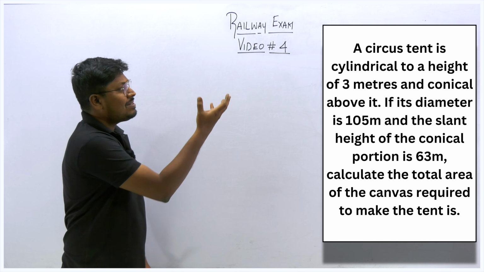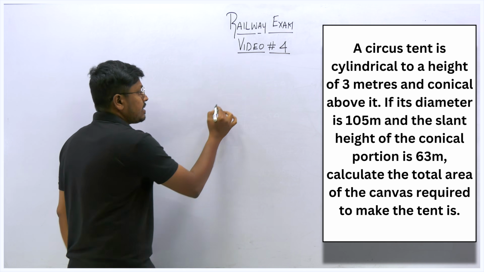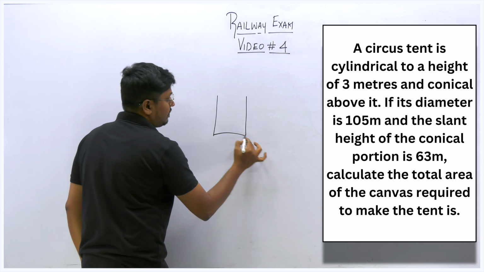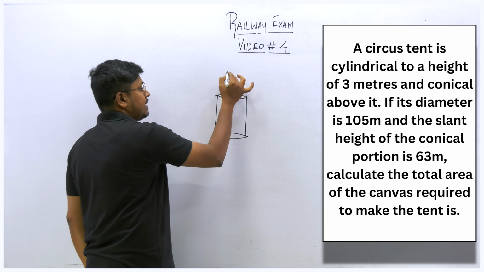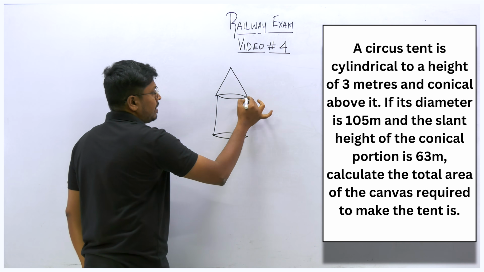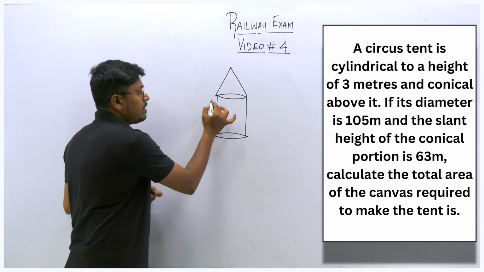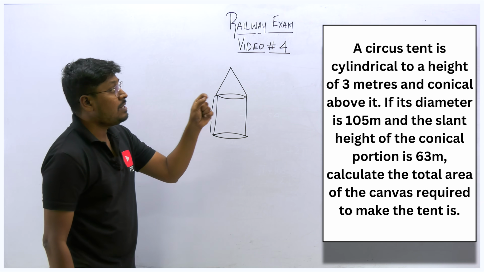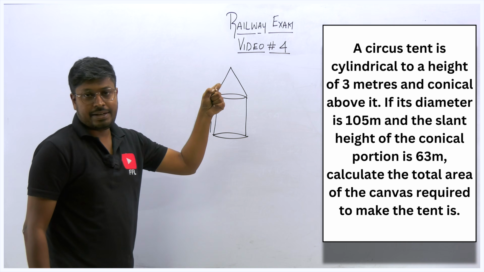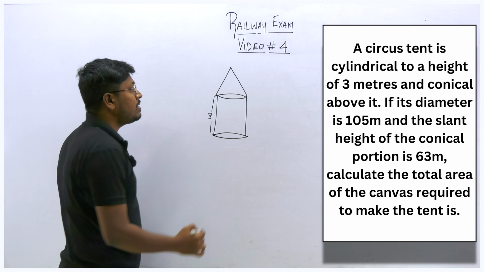So here, what does the shape look like? The circus tent is cylindrical. So first, what they are saying is that the circus tent first looks like a cylinder, and above this cylinder there is a cone. Yes, a circus tent is cylindrical to a height of 3 meter. So this cylinder height has been given, that is 3 meter, and a cone above it. Which means above that cylinder there is a cone.